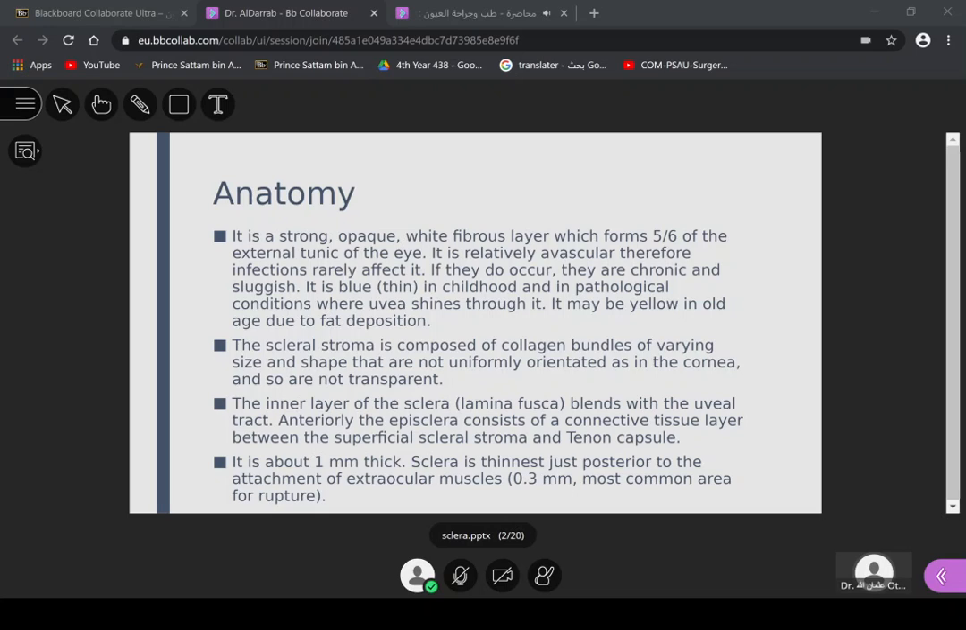Sclera is thinnest just posterior to the attachment of the extraocular muscles. The thinnest area of the sclera is just posterior to the attachment of the extraocular muscles. And again, a normal sclera is around 1 millimeter all over, except in this area it is around 0.3 millimeter. This is the most common area of globe rupture.